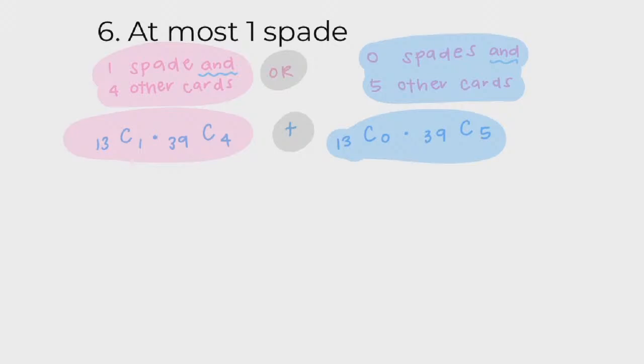So once we multiply and add these together, we'll get 1,645,020.